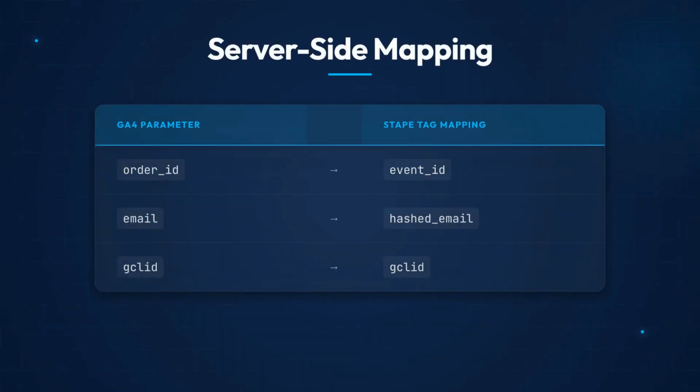Step 5. Server-side conversion tags. In Stape, create tags for Google Ads, Meta Conversions API, and GA4. Map order ID to event ID for deduplication and include hashed email and phone data for higher match rates.